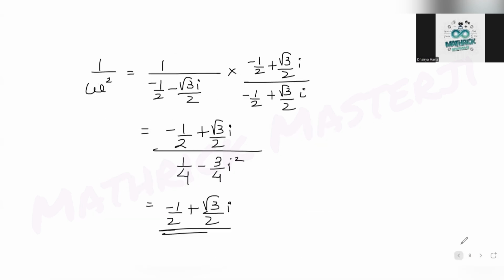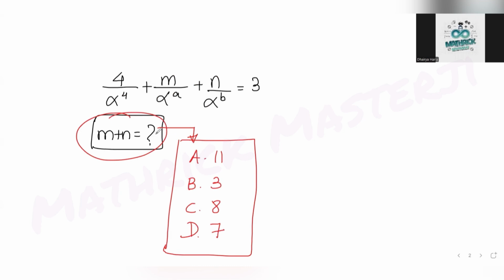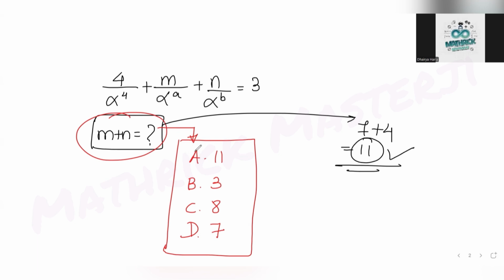Once I have m and n with me, I'll just figure out the answer that we are looking for, which was m plus n. 7 plus 4, that's 11. So if I see the correct answer that matches here with the question, it is option A. So A becomes the correct answer for this question that is given to us here.